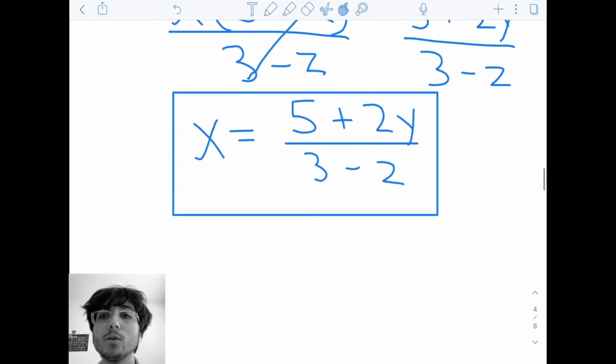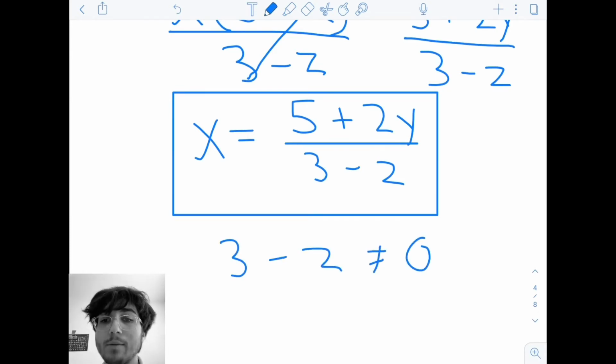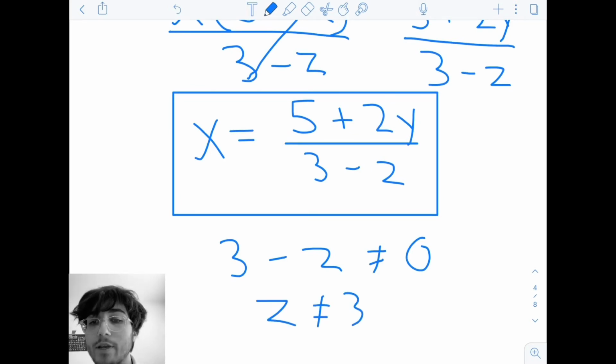And you might also remember that you can't divide by 0 because it's undefined. So that means the denominator, which is 3 minus z, cannot equal 0. So that means that z cannot equal 3, because 3 minus 3 would be 0, and you can't divide by 0. So let's do another example.